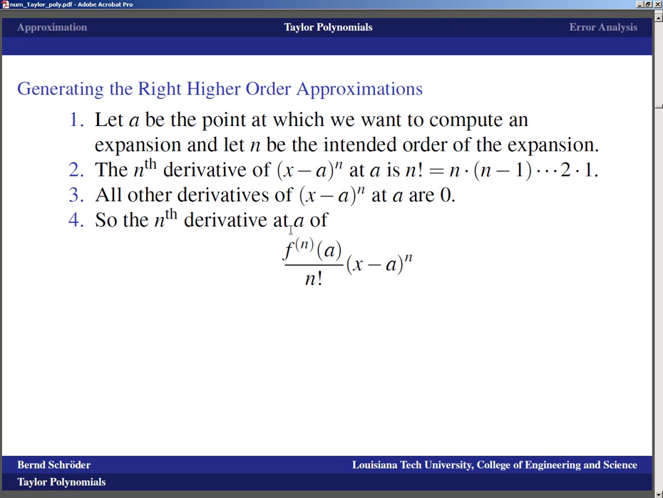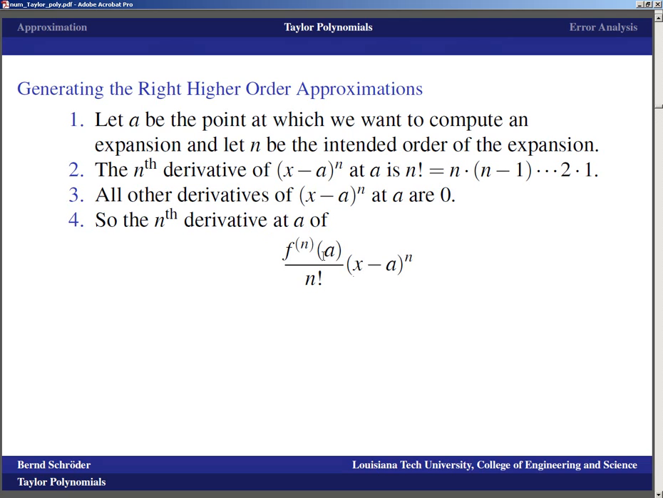So here, the term is f^(n)(a) divided by n factorial, times (x minus a) to the n. The nth derivative of this term. Now, how is this made up? Here we have to be careful because we're working with the variable in the function, which is the x, as well as with the point of expansion, right? So the variable that we differentiate with respect to is the x, and this here is just a constant.